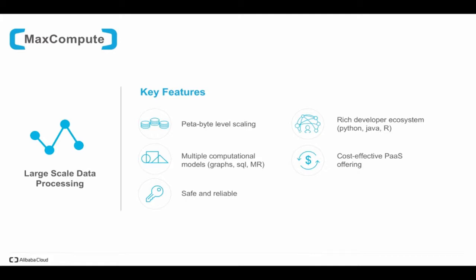One of the flagship products of Alibaba Cloud's big data platform is MaxCompute. Now, MaxCompute scales at petabyte level, so it can handle large size. It has three kinds of engine built in. It has Graph, it has SQL, and MapReduce. Since it's a platform as a service offering, it abstracts the infrastructure layer and you only pay for what you use. MaxCompute also has a rich interface that enables you to interact with common languages like R, Python, or Java.